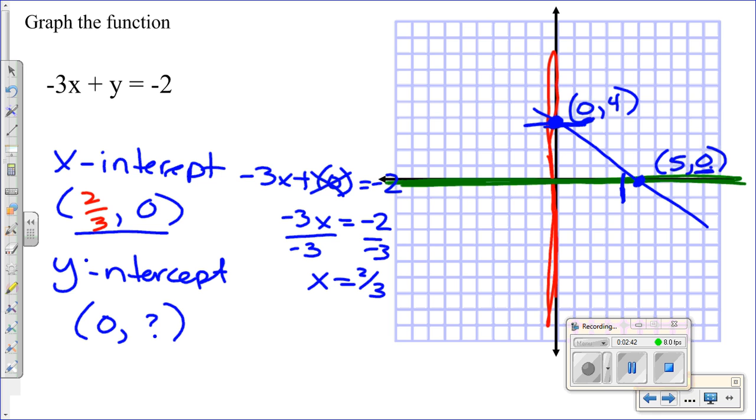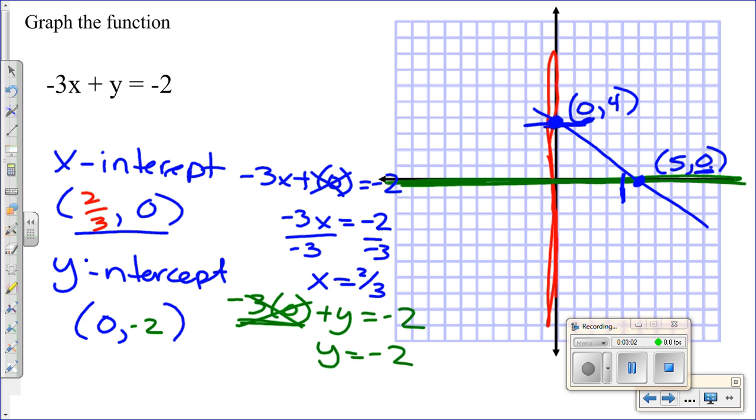My y-intercept, I'm going to do the same thing. I'm going to use my same equation, but this time I'm going to put a 0 in for x. Plus y equals negative 2. Negative 3 times 0 is nothing, so I end up with y equals negative 2. So right here, I can put negative 2. So now I have my two intercepts.